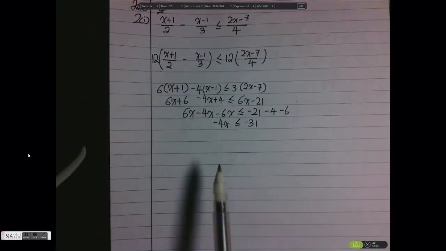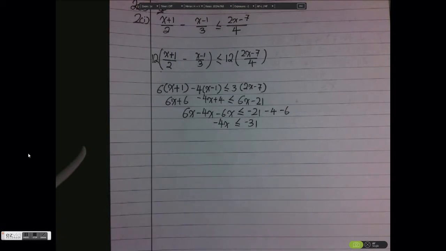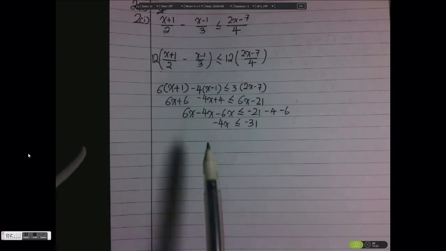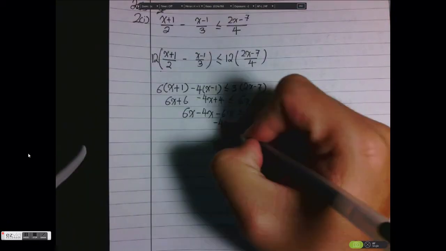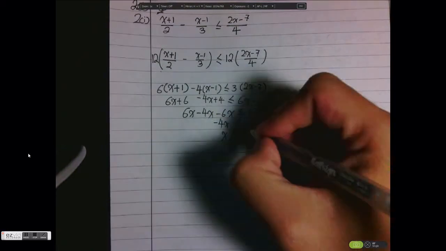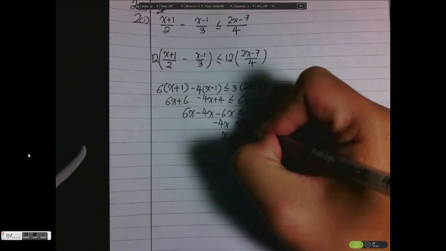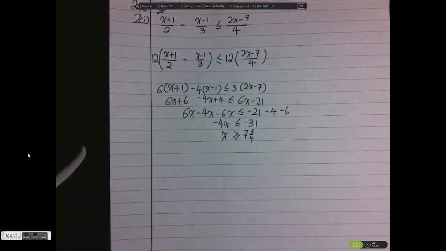Now notice it's negative 4x here. In order for me to get rid of this negative 4, I have to divide both sides of my inequality by negative 4. Be very careful once again, whenever you multiply or divide by a negative number, the direction of the inequality sign must change. So dividing by negative 4 on both sides, you get 7 and 3/4.